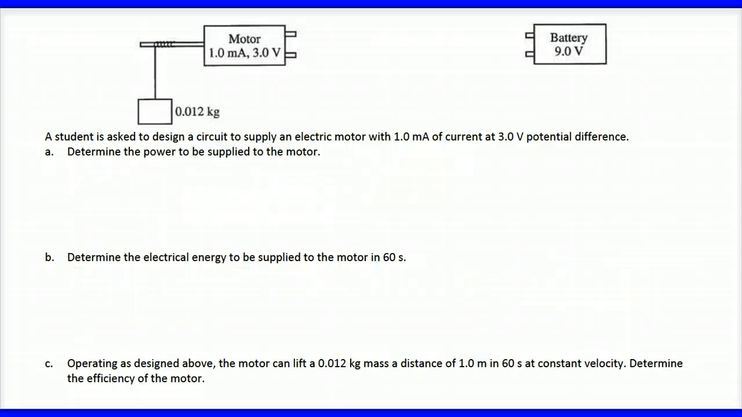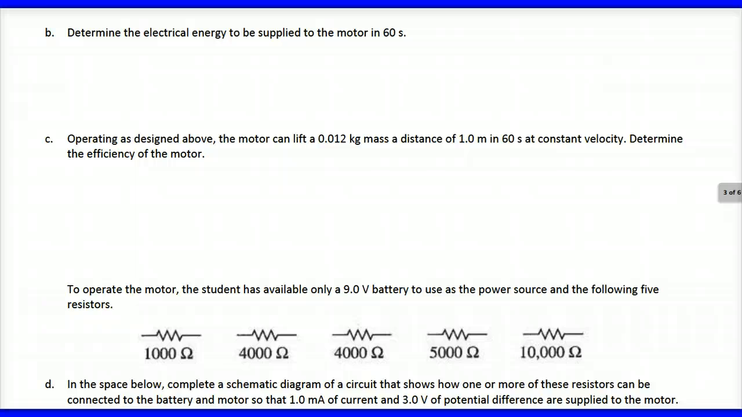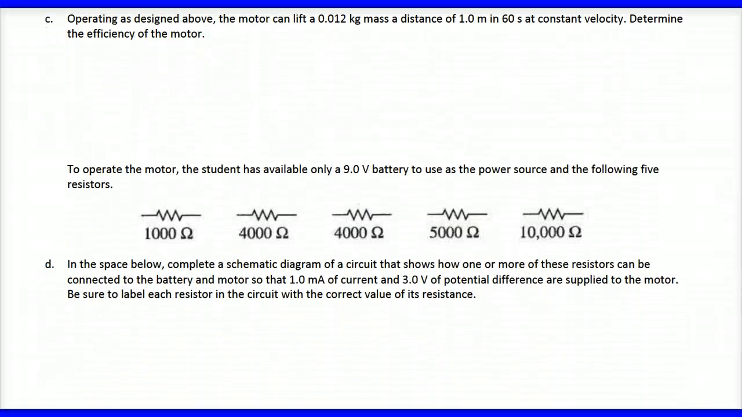Okay, moving on to part C. Question C says, operating as designed above, the motor can lift a 0.12 kilogram mass a distance of 1 meter in 60 seconds at a constant velocity. So they ask you to figure out the efficiency of the motor. Cool question. It involves looking at mechanical power versus electrical power.